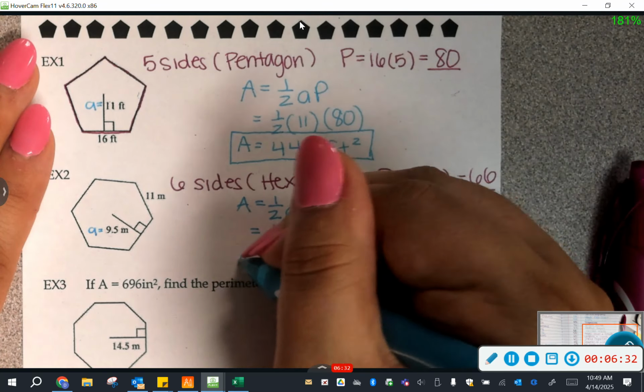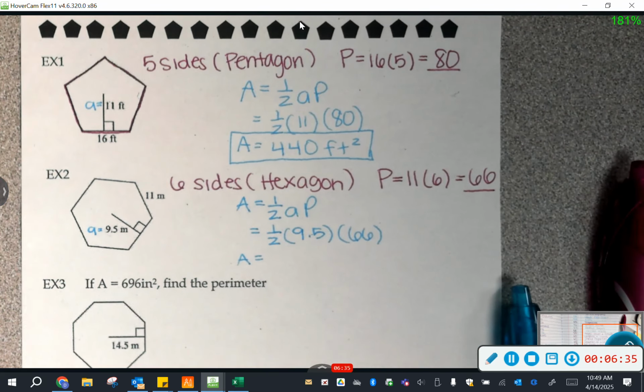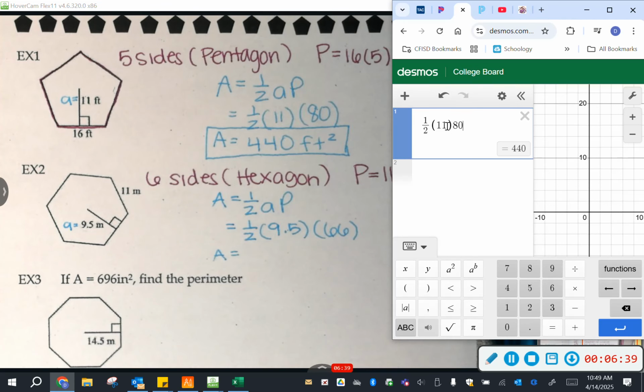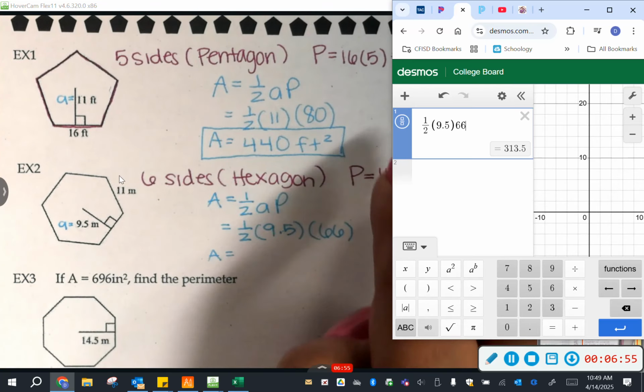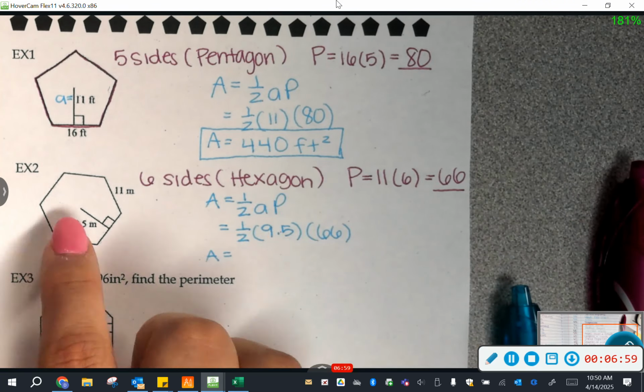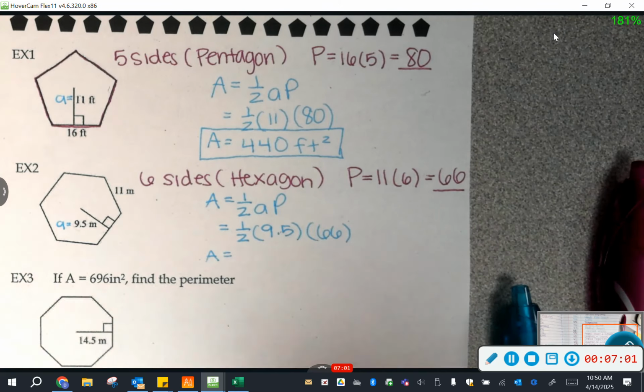What do you think people do to mess this up? They forget the half. That's a big thing they forget. What else do they do? They would put 11 in the equation. Are we supposed to be putting 11? No. They just put this 11 right here instead of finding the perimeter right here. So be careful. Remember, you have to do an extra step.